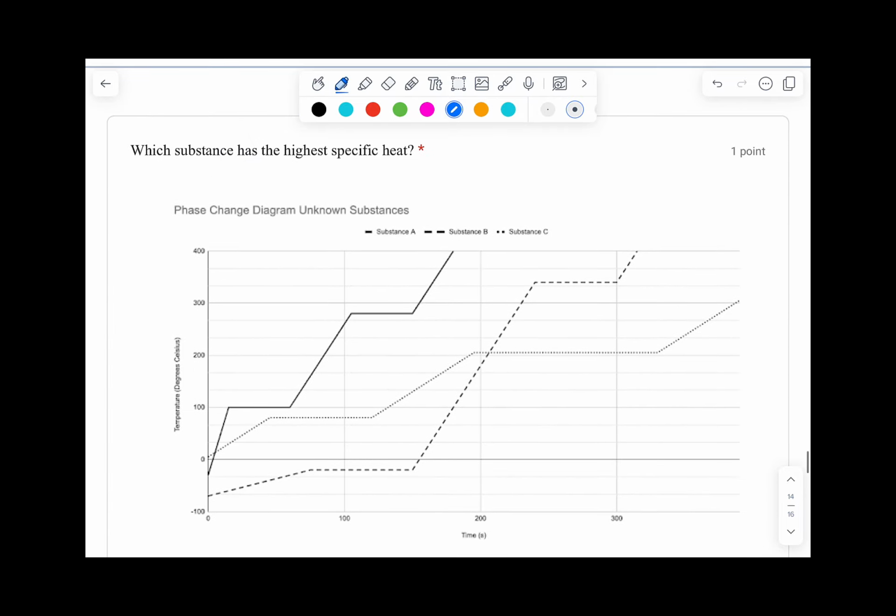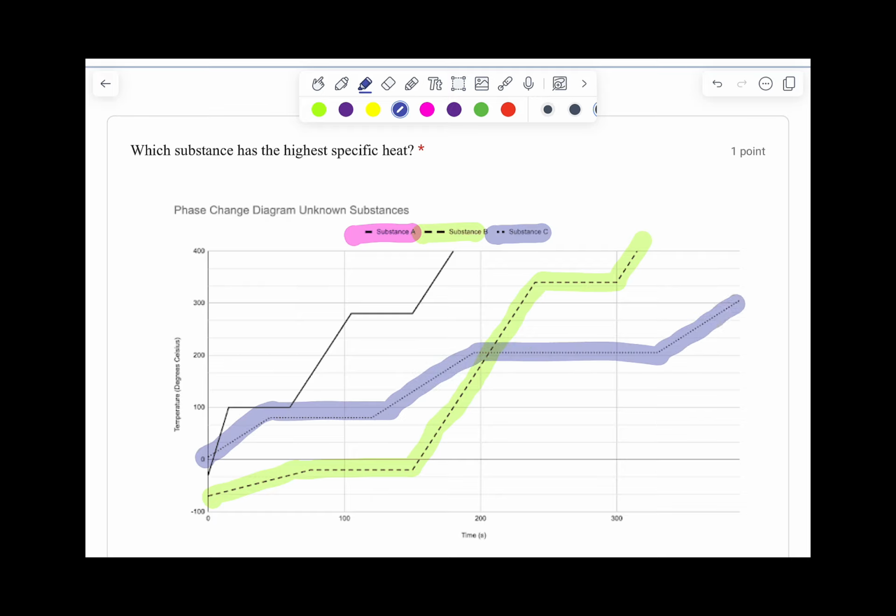All right, which substance? Oh, we're going to have to do this again. So there's C. All right, there's substance C. There's substance A. There's substance B. And substance A.